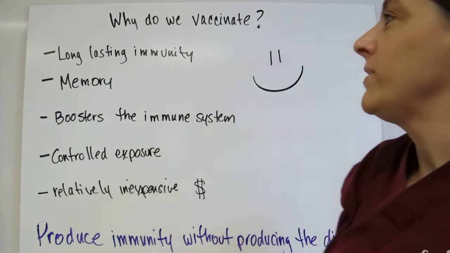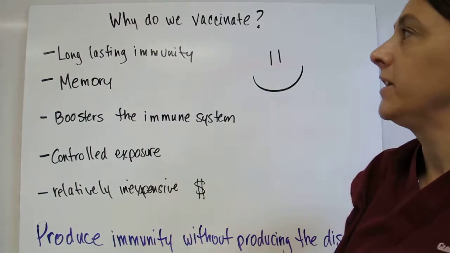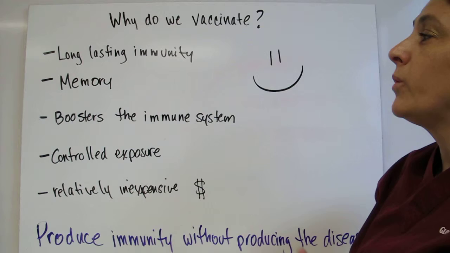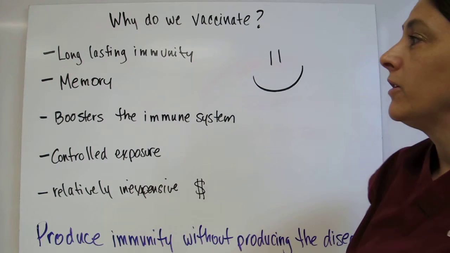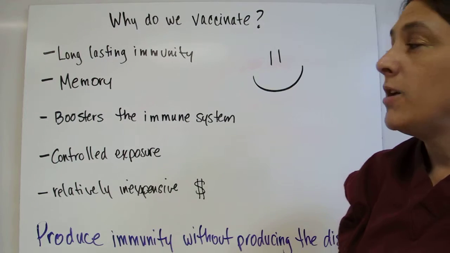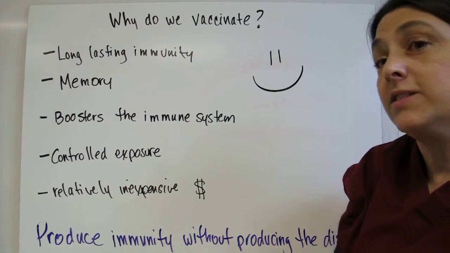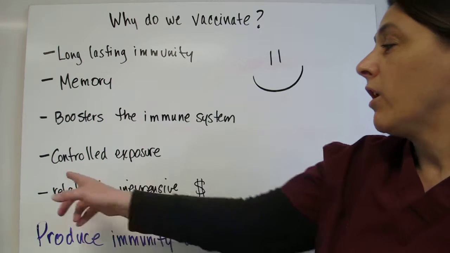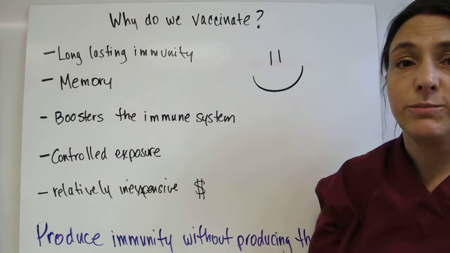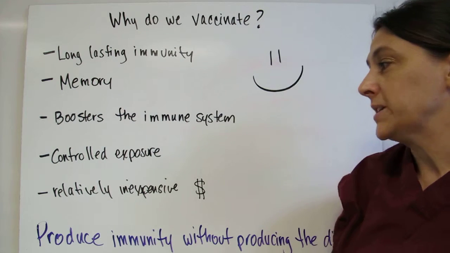So the reason why we vaccinate is because we want to provide long-lasting immunity. We want them to be healthy. Okay? We want to produce memory in those T and B cells because that's what's going to help their immune system fight off the disease in the future. We also can give them a controlled exposure. We know what we're giving them, so we kind of know what to expect.